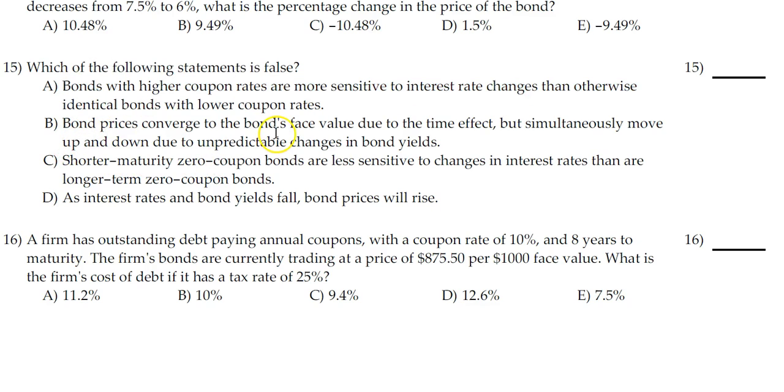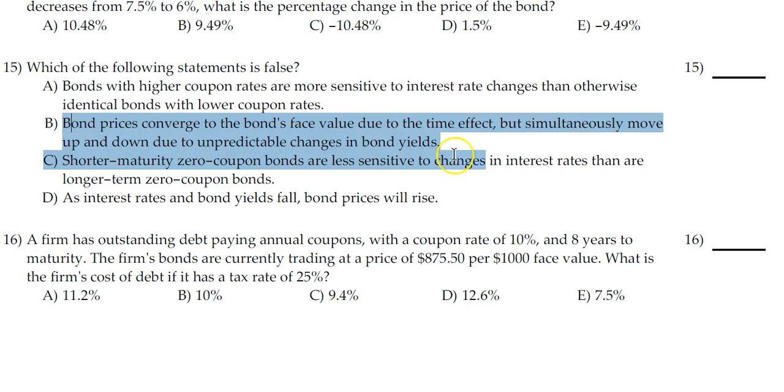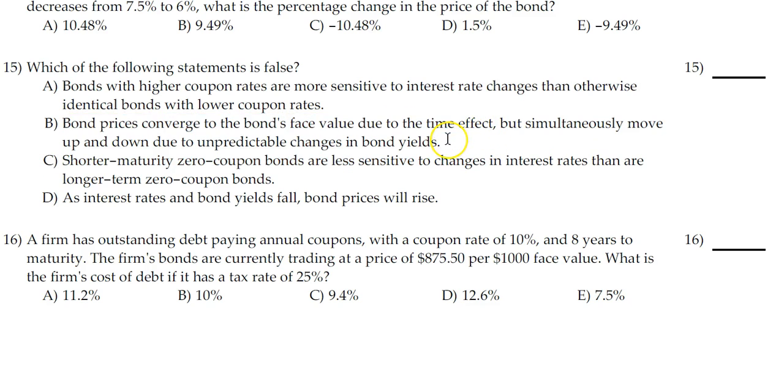Bond prices converge to the bond's face value due to the time effect, but simultaneously move up and down due to unpredictable changes in bond yields. So this statement is absolutely true. So the bonds over time will converge to its future value, but they may be selling at a premium or at a discount, depending on the interest rates.